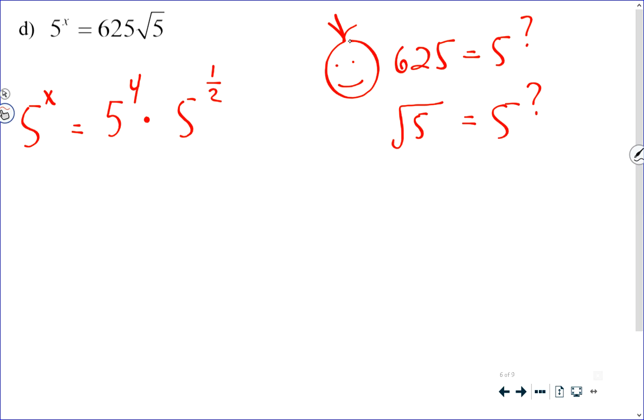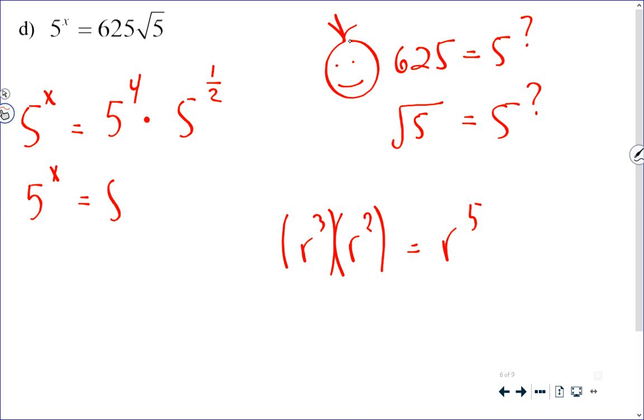Now, this is going back to grade 9 and 10 again, when you have a base, I'll call it r, raised to an exponent, and you're multiplying by the same base raised to another exponent, you add the exponents. And note that the r is still the base. So over here, when we add these exponents, we're going to have 5 raised to the 4 plus 1/2. But it's still a base 5.